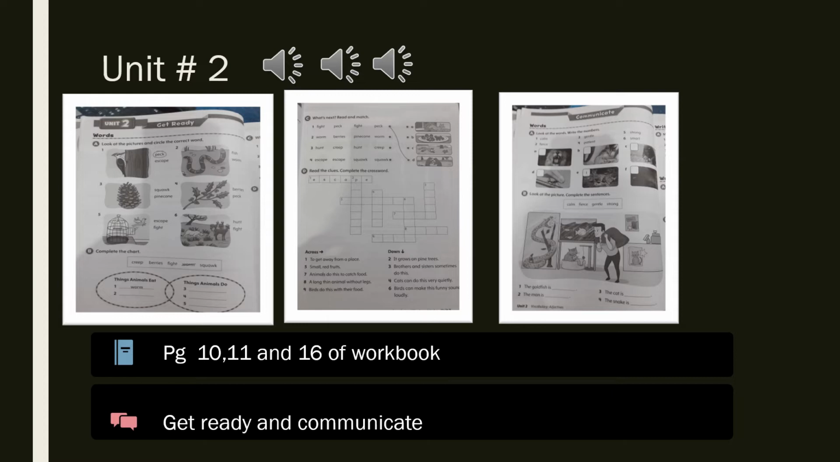Okay. Number 2, it grows on pine trees. Pine cone. Very good. Number 3, brothers and sisters sometimes do this. Fight. Very good. Number 4, cats can do this very quietly. It's very simple. Yes, creep. Number 6, birds can make this funny sound loudly. Squawk. Perfect.